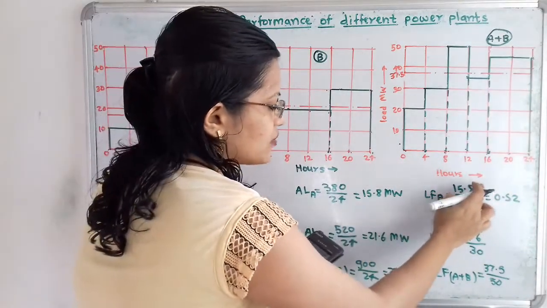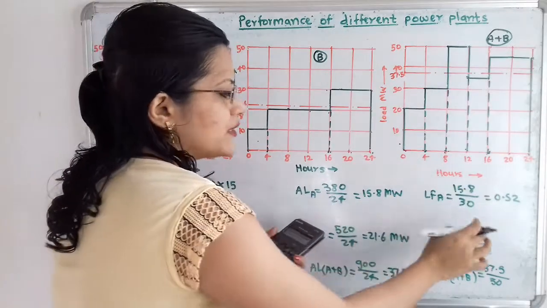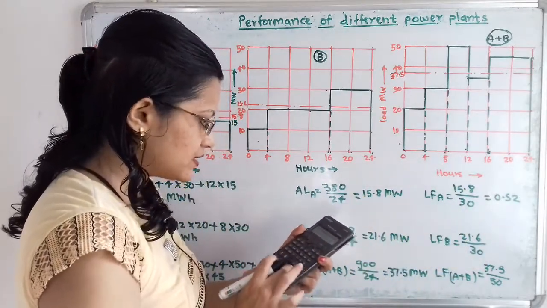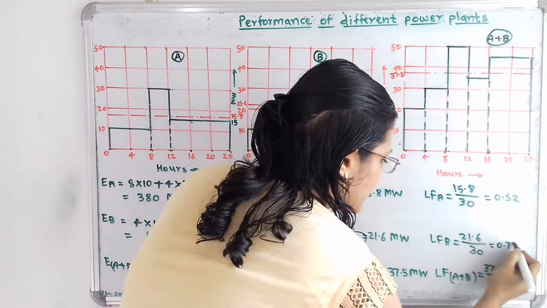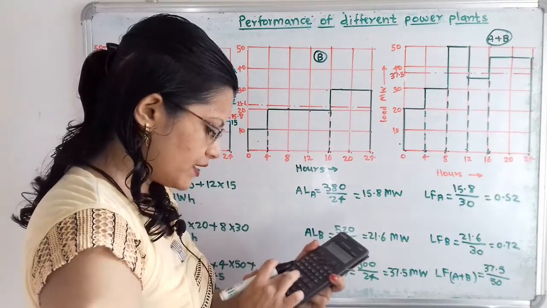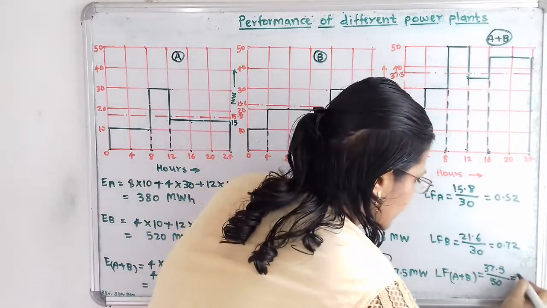Now here, average load and peak load both have the unit megawatt, so it is getting cancelled. So no unit is there. 21.6 divided by 30 is 0.72. And here, 37.5 divided by 50, that is 0.75.